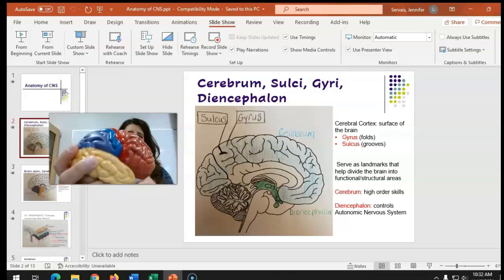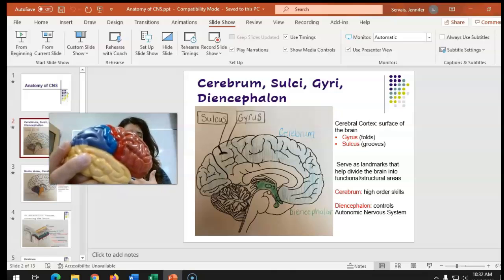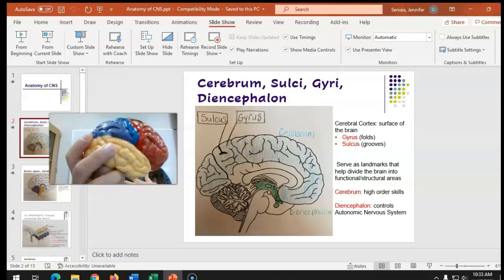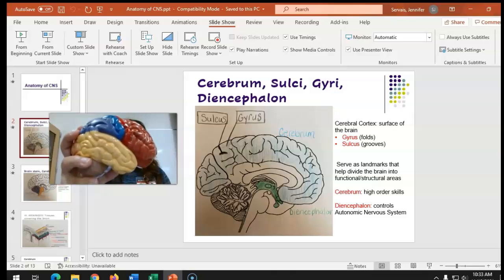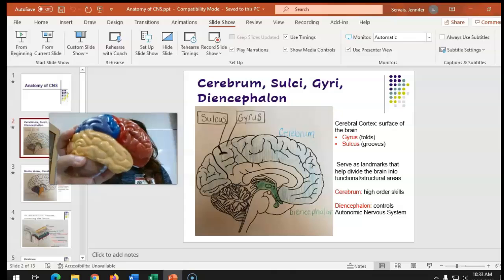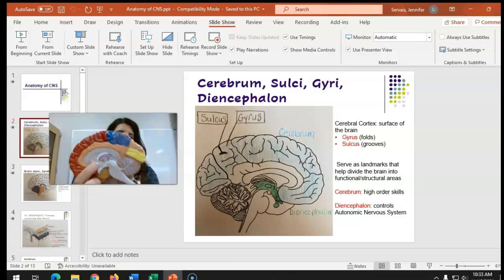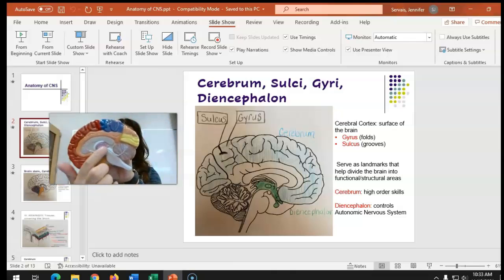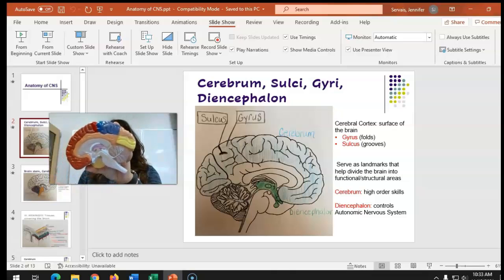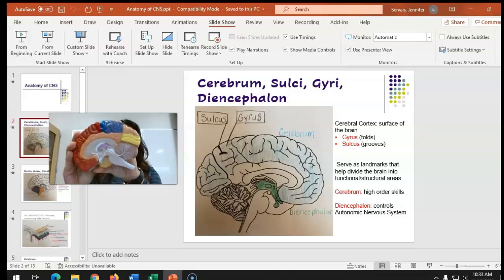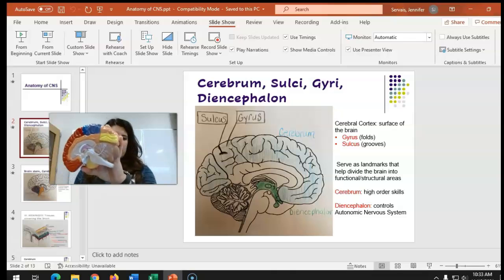The cerebrum is in charge of all of our higher order skills. So this would include our learning, our judgment. It's going to control some of our voluntary motor activity. And then the next region is the diencephalon region. If you turn this around, and we're going to talk a lot more specifically about the cerebrum and diencephalon region in a second, but this is going to be this area up in here, and its job is going to control a lot of the autonomic nervous system, or our autonomic functions.